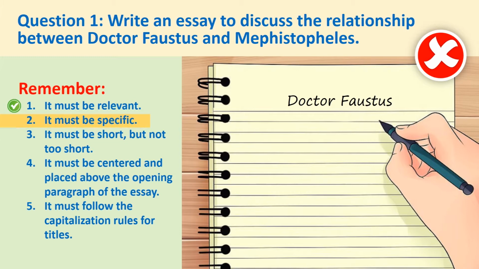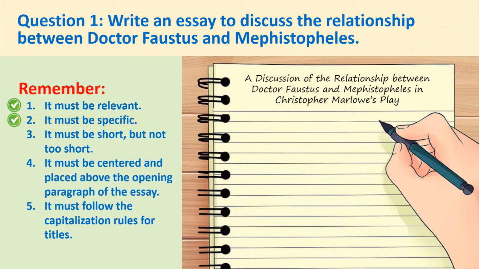We are required to talk about the relationship between 2 characters in the play. One of them is Dr. Faustus. The other one, Mephistopheles, is not here in the title. So let's change the title to something more specific, like a discussion of the relationship between Dr. Faustus and Mephistopheles in Christopher Marlowe's play.